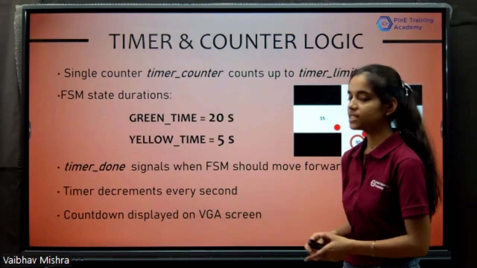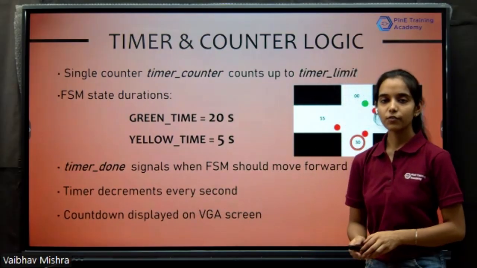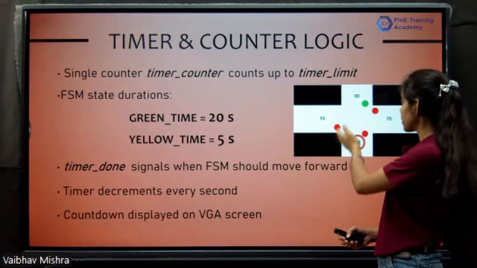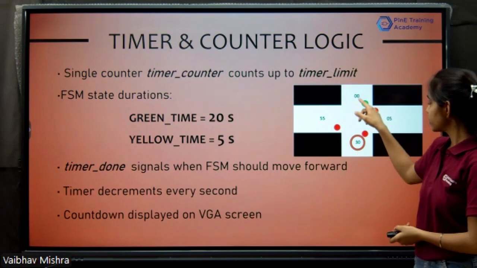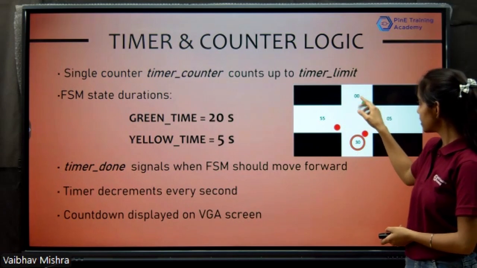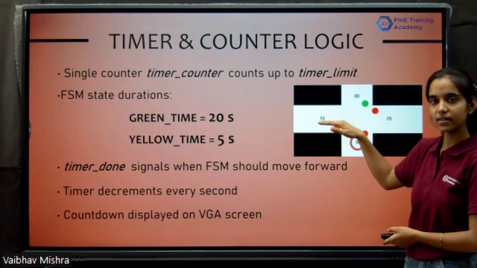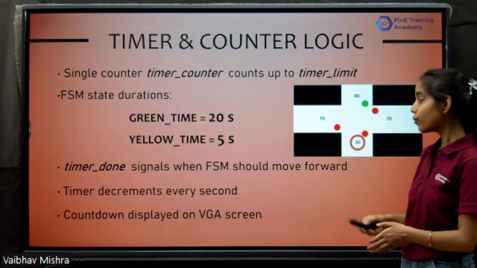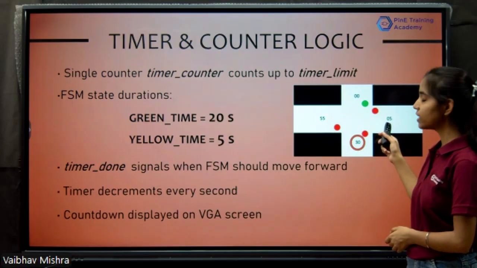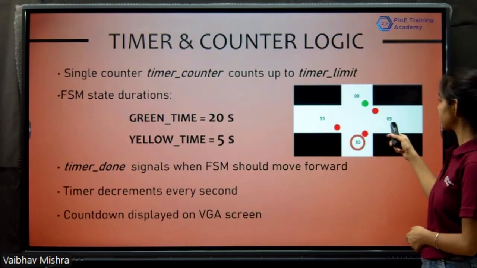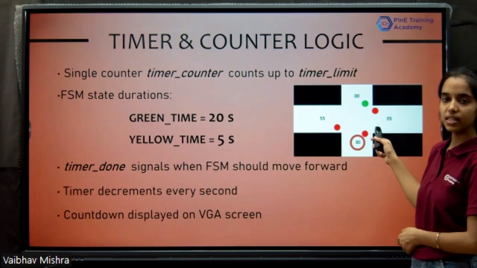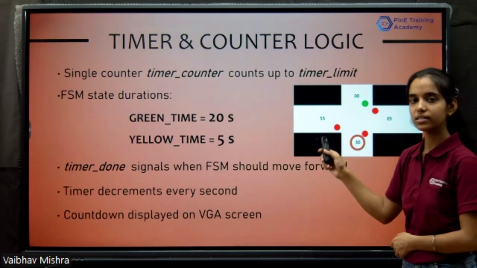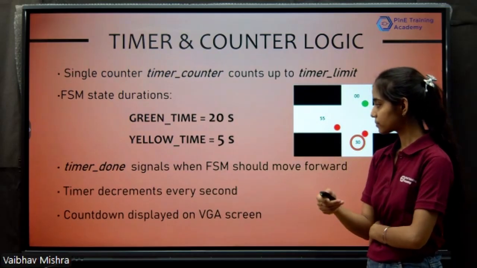Countdown displayed on the VGA screen. Another thing in our project is that we can see the countdowns displayed on the VGA screen. As you can see, there is 00 for green. It means now the next state will transition. And also there are other counters on other sides which will show how much time is left for the other green signal to appear. As there are 5 seconds, in 5 seconds there will be a green signal on each side, and further on as we move on to the other sides, south or west.